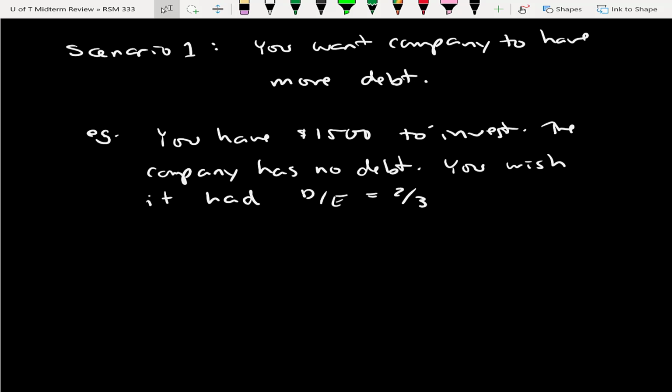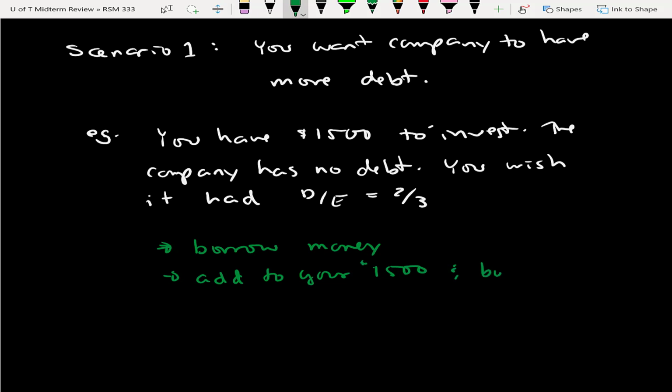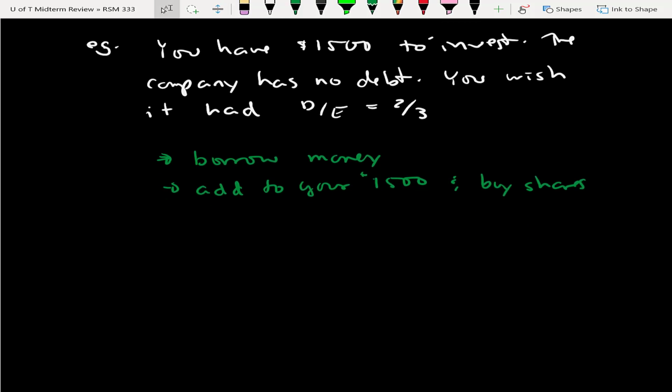Okay, so how do you achieve this? It says you would go about this by doing the following. You would borrow money and add it to your investment, to your $1,500, and then buy shares of the company. So essentially you're taking a loan to invest. So how much do you borrow? It is broken down in this way.